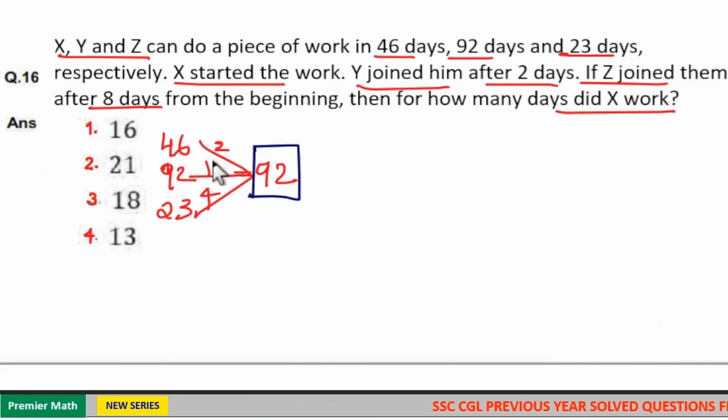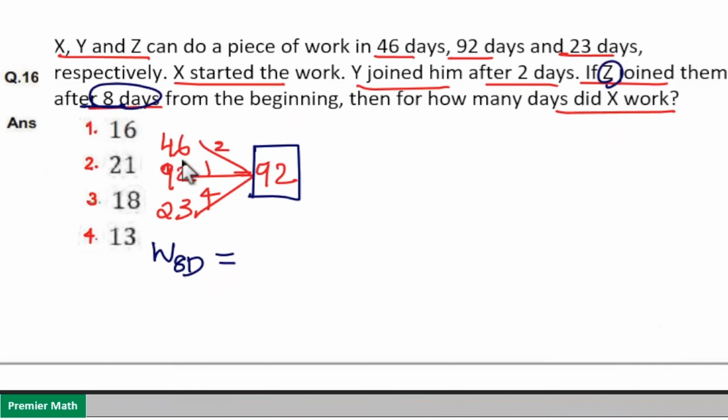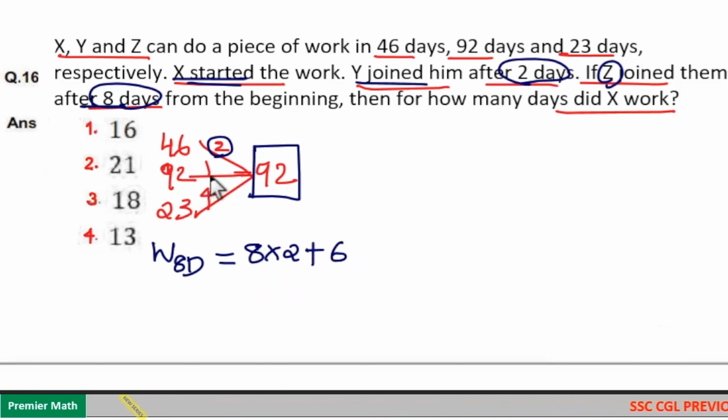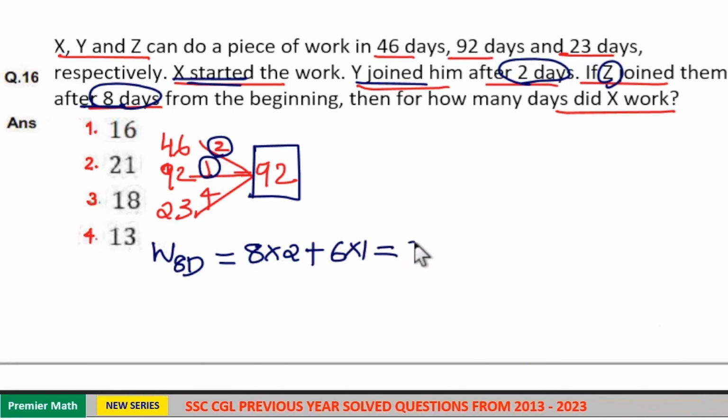X can complete 2 units of work in a day. Y can complete 1 unit of work in a day. Z can complete 4 units of work in a day. Now find the work completed in 8 days, because Z joined them after 8 days. So here X can complete 2 units of work in a day, which means in 8 days he will complete 8 into 2, 16 units of work, because X started the work. Now Y joined him after 2 days. That is, Y worked for 6 days. Y can complete 1 unit of work in a day, which means in 6 days he will complete 6 units of work. Total work completed is equal to 16 plus 6, 24 units.